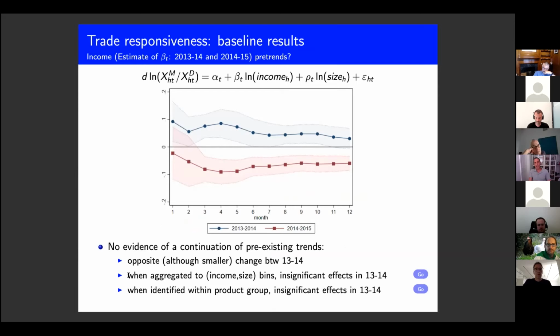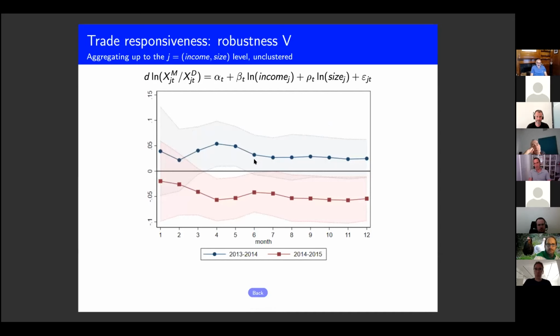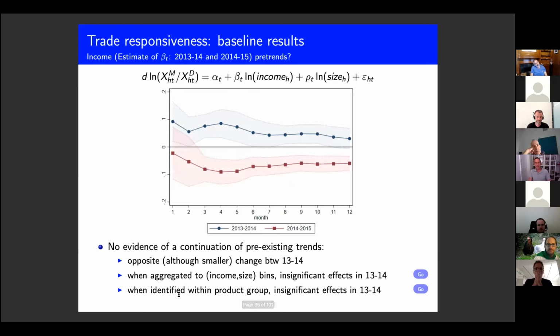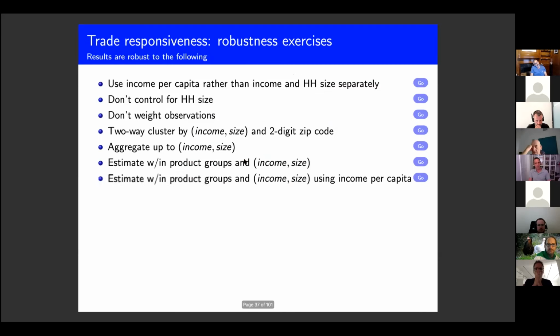And in fact, this is not a pre-trend; if anything, it's like reversion, but this reversion disappears if you aggregate by income and size. Then the 14-13 changes become insignificant, but the 15-14 are still significant. And when we look at within product groups, when we estimate this within product groups, again, 14-13 is insignificant and 15-14 is significant. So these results are robust to including income per capita rather than income, not controlling for size, weighting, and within product groups.